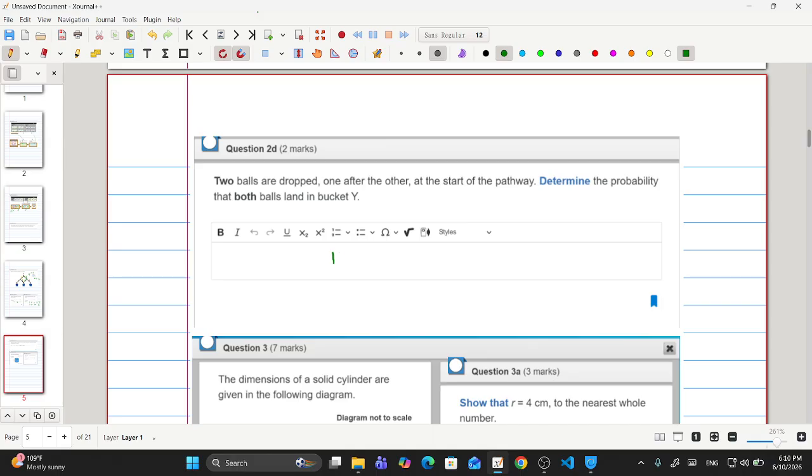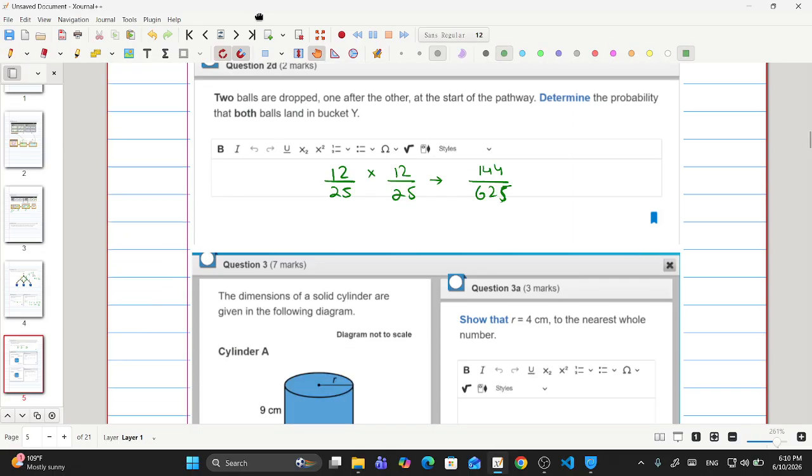So simply 12 over 25 multiplied by 12 over 25. So this becomes 144. 25 times 25, let me check. This is 625, right? I don't know what value it would be in decimals, but if it's recurring, then there's just no need to mention.